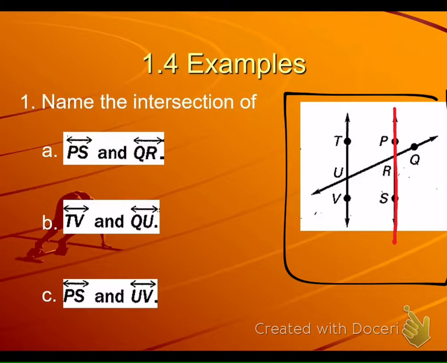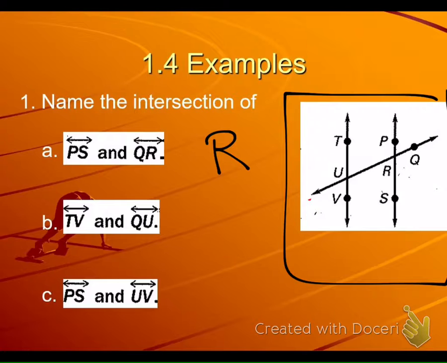Where does that line intersect with QR? So the two lines I have drawn over in red, what's the point where they cross each other? Point R, right there. So our answer will be R. Any questions? So you just basically trace the two lines and see what the closest letter is to where they're crossing each other.